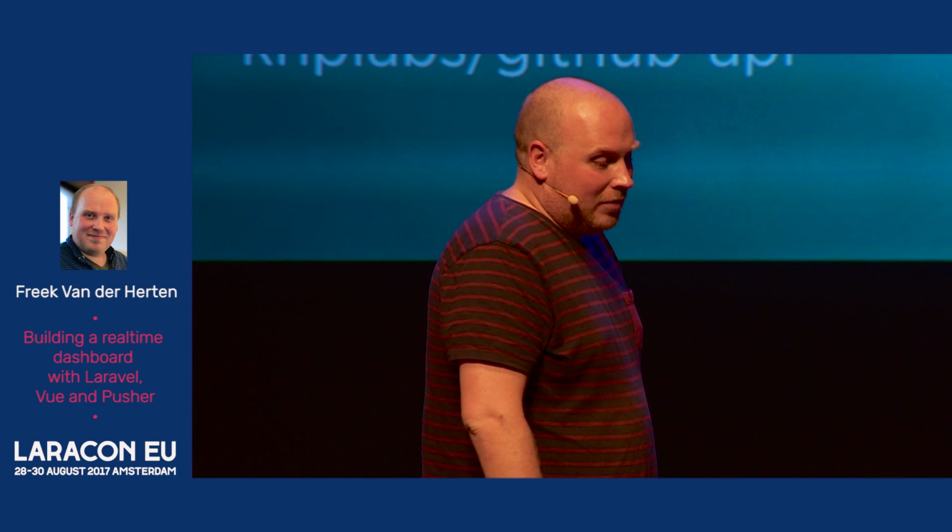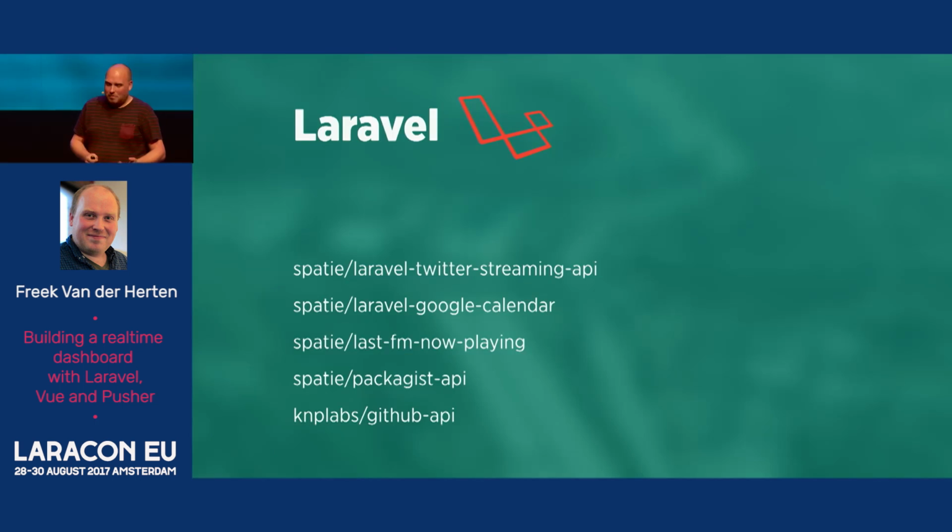To get some data, I looked around for some good packages to fetch those data, but I couldn't find good packages, so I decided to build some myself. The first one, Laravel Twitter Streaming API, is a wrapper around another package called Firehose, which makes it very easy to listen to the real-time streams of Twitter. So whenever something happens on Twitter, they let you know immediately. And our package makes it very easy to work with that Twitter stream.